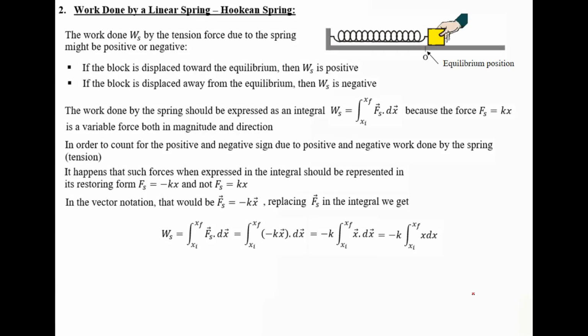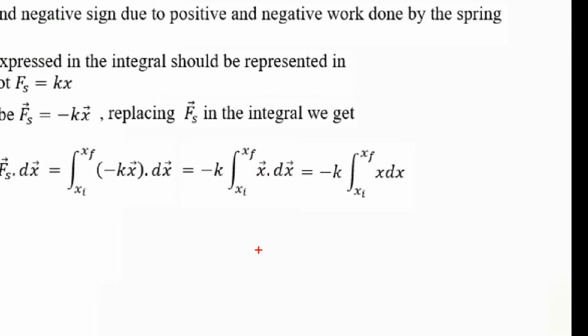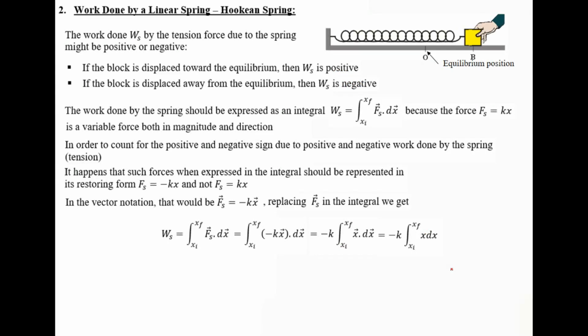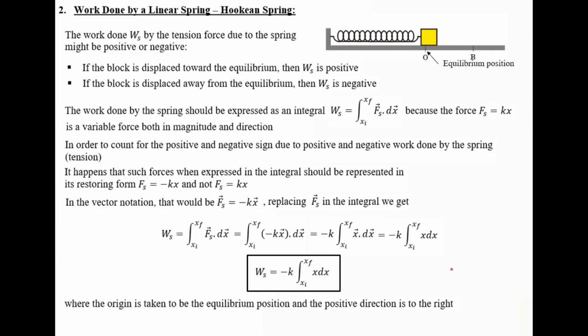Let me here also state something very important. If we're talking about the vector x, we can define its differential form given by dx. Both x and dx have the same direction, and x dot dx would be simply x dx. Alright? And W_s would be minus k integral from x_i to x_f of x dx, where the origin in this case is taken to be the equilibrium position and the positive direction is taken to the right.